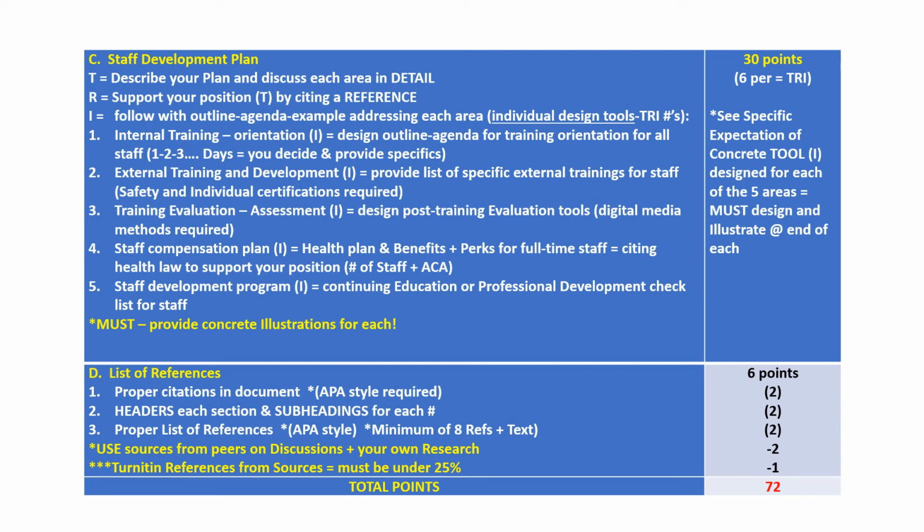Last is mechanics, same as always: your list of references, proper headers and subheadings, and proper citations. The Turnitin references from sources must be under 25%. I need you to have original material and thoughts that you put down in your document. It's not all just paraphrased or cited or direct quotes.